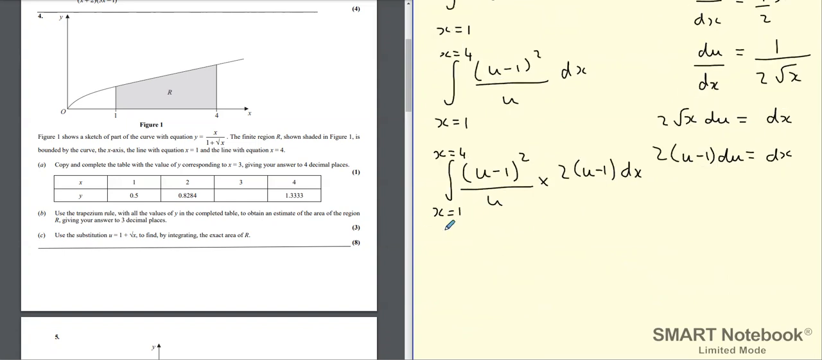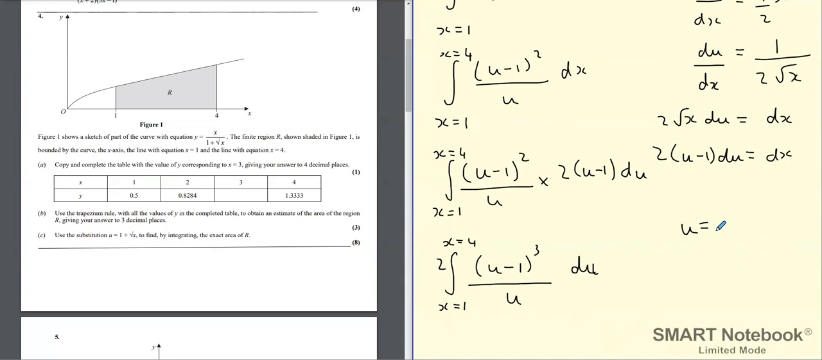So simplifying this, we get (u minus 1) cubed. We've got 2 at the front. And actually, because it's a constant multiplied at the top, we're going to take it outside. We've got over u du. I made a little mistake. This should be du here. Right, okay, so now let's work out our u limits.